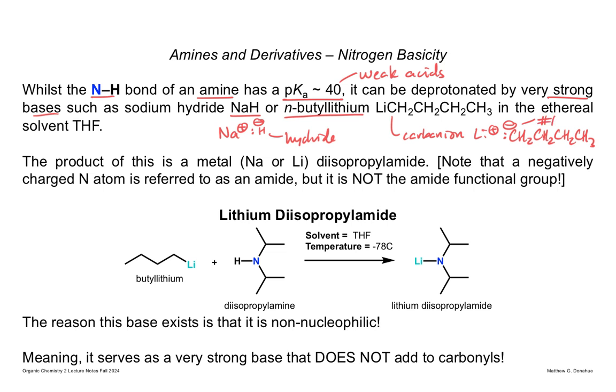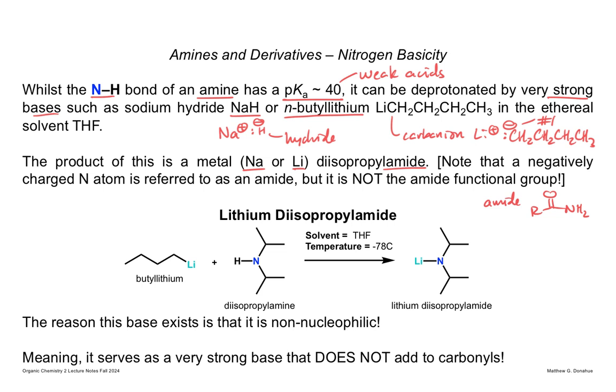the chain. So the product of the acid-base reaction shown, whether we're using sodium or lithium, is a metal diisopropyl amide. In the reaction shown, the metal is going to be lithium. Notice this name, diisopropyl amide. So amide, you're typically used to seeing this carbonyl-based functional group.